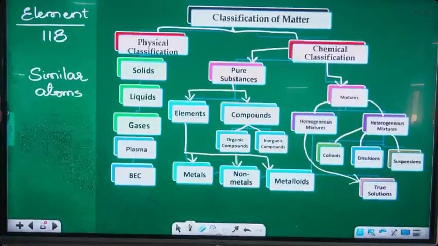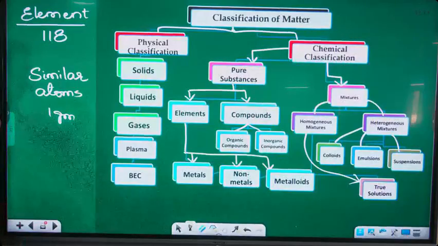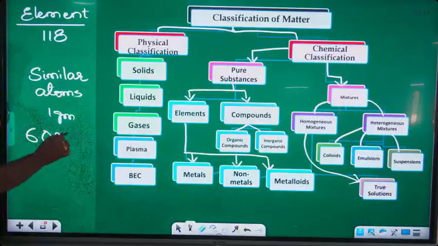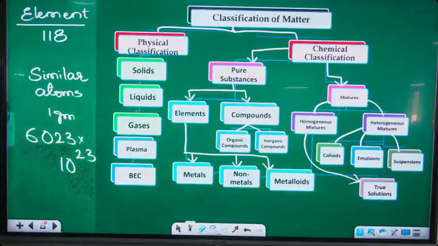Large number means what? Some lakhs of atoms, some crores of atoms, or even more. Now for example, the moment you say 1 gram of silver, how many atoms are there in 1 gram of silver? It is 6.023 into 10 power 23, which we call Avogadro's number. But we cannot see 1 atom of silver. So how many atoms are in 1 gram of silver? 10 power 23 atoms. When this many atoms are in one place, 1 gram of silver is formed.